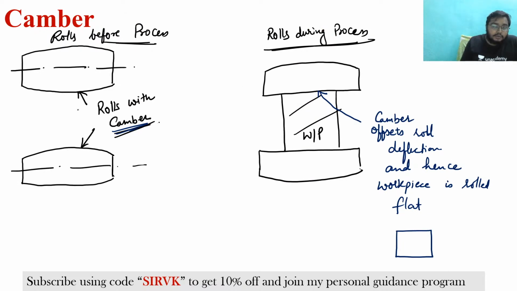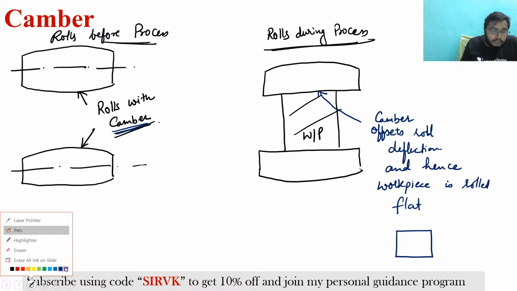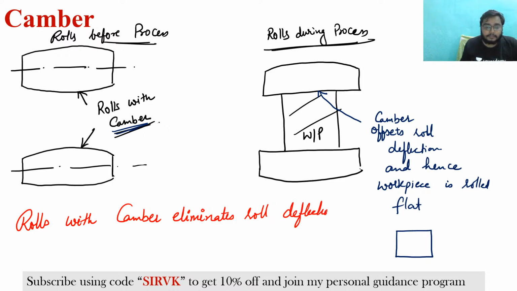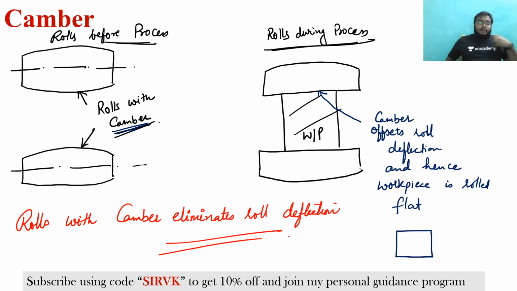And that's why rolls with camber eliminate roll deflection. These concepts are very important. We are going to talk about the rollers throughout the discussion, so definitely before going into those discussions, these things are very important, so that we can understand the physics behind them, and that will enhance your knowledge.